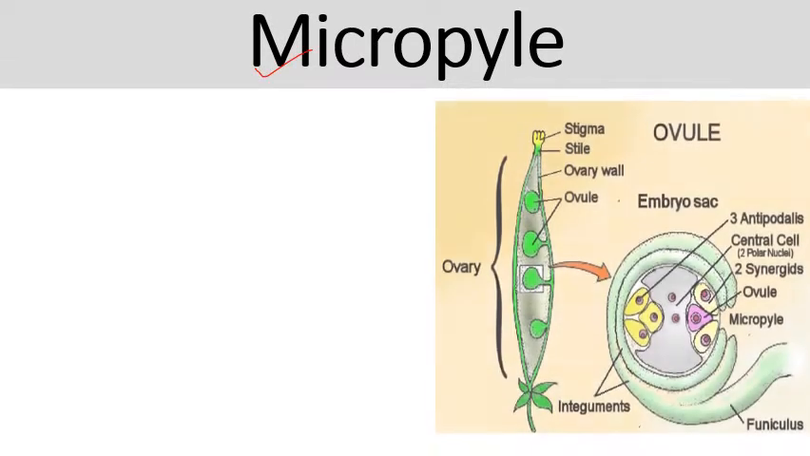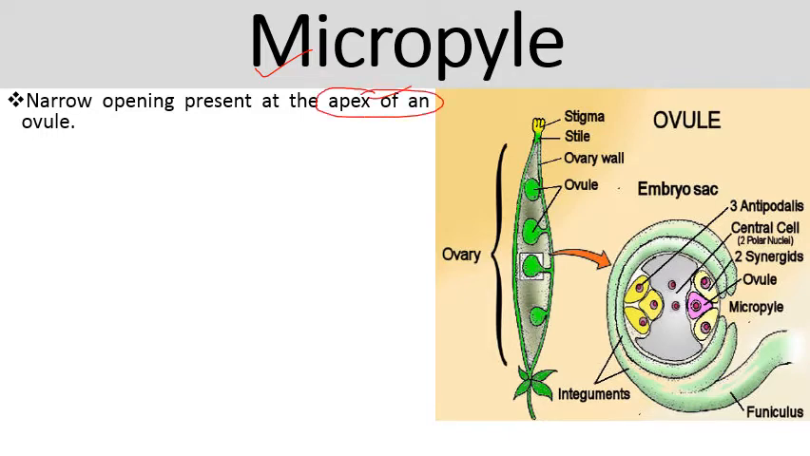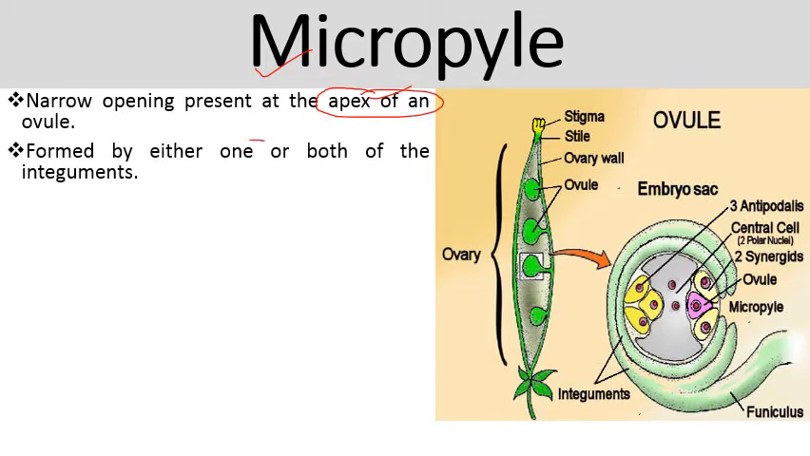The next important part of ovule is micropyle. It is basically an opening जो कि बनाई जाती है single integument या दोनों ही integument के द्वारा. So this is a narrow opening present at the apex of an ovule, जो ovule के apex में present होती है. It is formed either by one or both the integuments. इसमें एक integument involve हो सकता है या फिर दोनों integuments involve होते हैं.